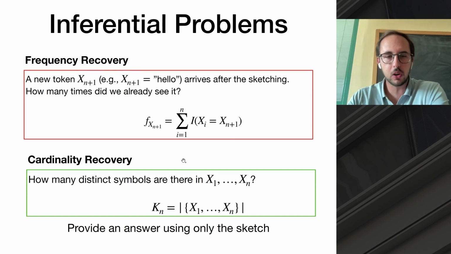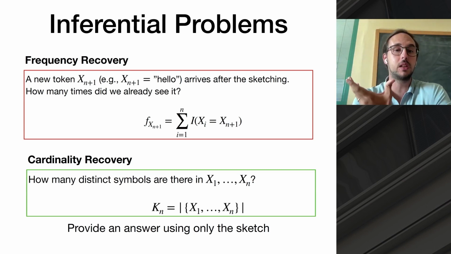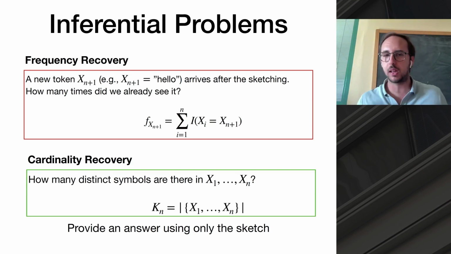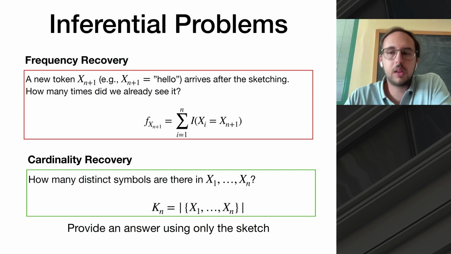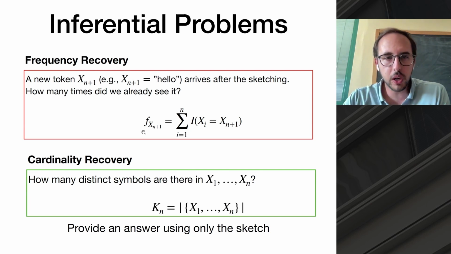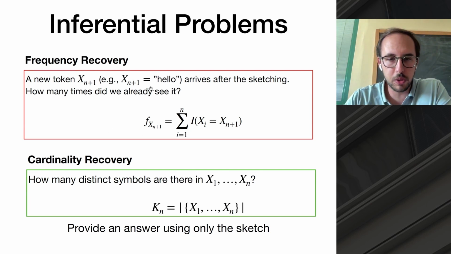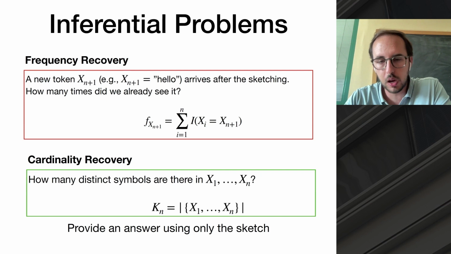And the cardinality recovery, instead: you have this vector of size capital J, and you wonder how many distinct symbols there are. So can I estimate the size of the seen universe? And again, I need to provide an answer using only the sketch. So in particular, I will be focusing on the first problem here, and maybe talk a little bit about the second problem in the simulations, but this can be tackled using analogous techniques.